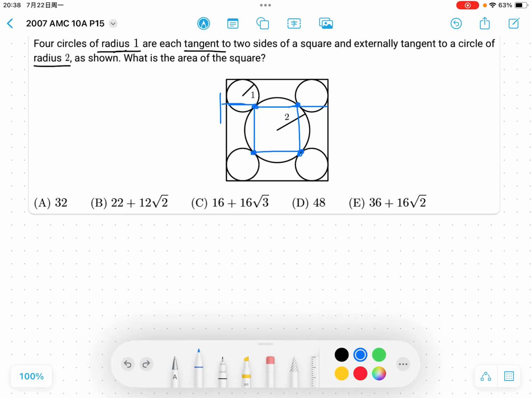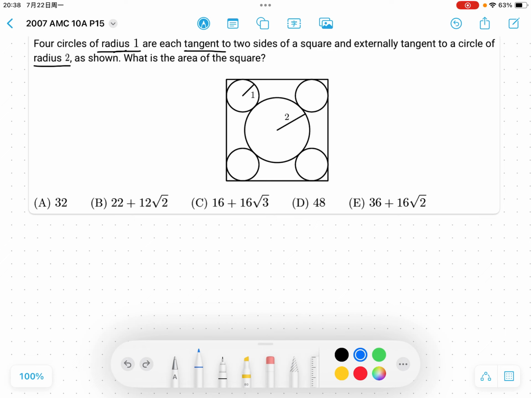However, that thought was proved wrong since I got the wrong answer for the problem. The reason is that if you look at this part where I connected this line and extended it to the side of the square, this segment here is actually not part of any circle, so you can't use the radius to calculate that. So here's the correct method.